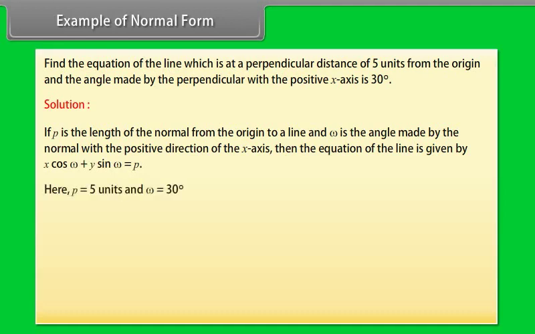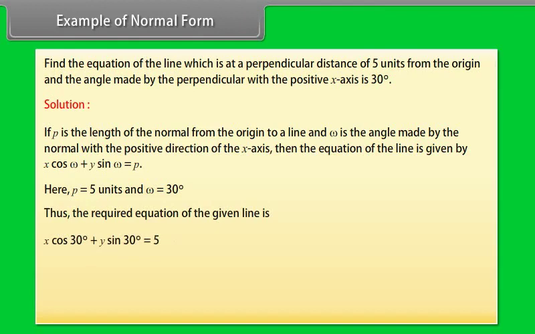Here, p = 5 units and omega = 30 degrees. Thus, the required equation of the given line is x cos 30 degrees + y sin 30 degrees = 5. It can be simplified to x root 3 + y = 10.